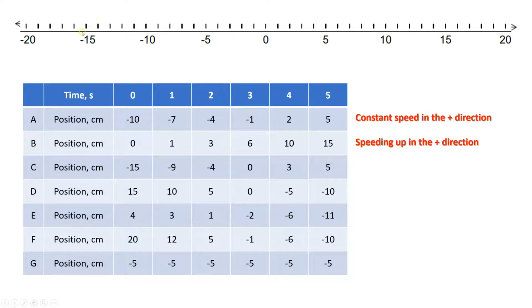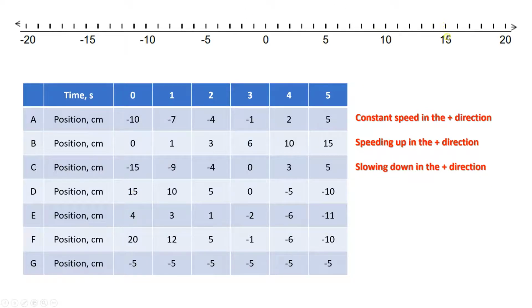Object C starts at -15 and moves to the -9, then the -4, then the 0, then the 3, and then the 5. Each second it goes a shorter distance than the second before, so it's moving in the positive direction but slowing down.